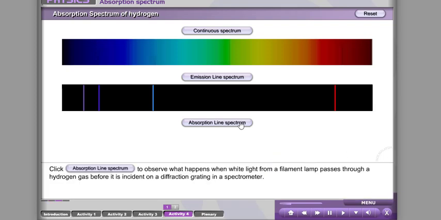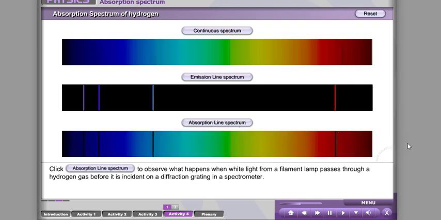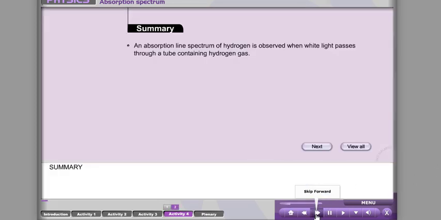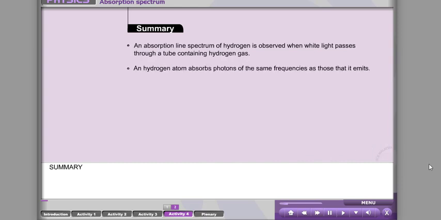Click the Absorption Line Spectrum button to observe what happens when white light from a filament lamp passes through hydrogen gas before it is incident on a diffraction grating in a spectrometer. Notice that the positions of the dark lines in the absorption spectrum of hydrogen are the same as those of the lines in the emission spectrum of hydrogen. Hence, hydrogen atoms absorb photons of the same frequencies as those that they emit. Summary: an absorption line spectrum of hydrogen is observed when white light passes through a tube containing hydrogen gas, and hydrogen atoms absorb photons of the same frequencies as those that they emit.